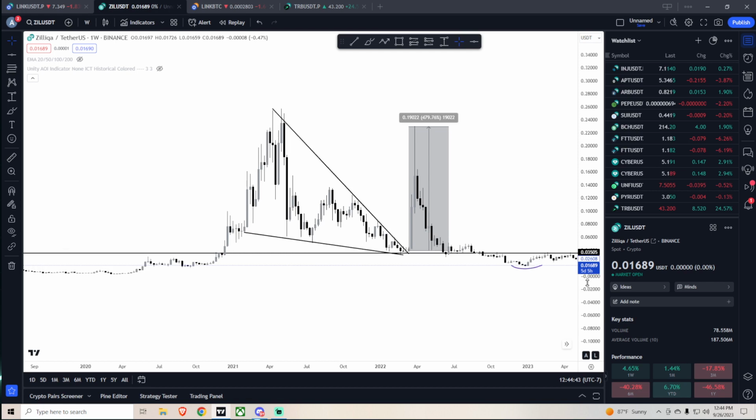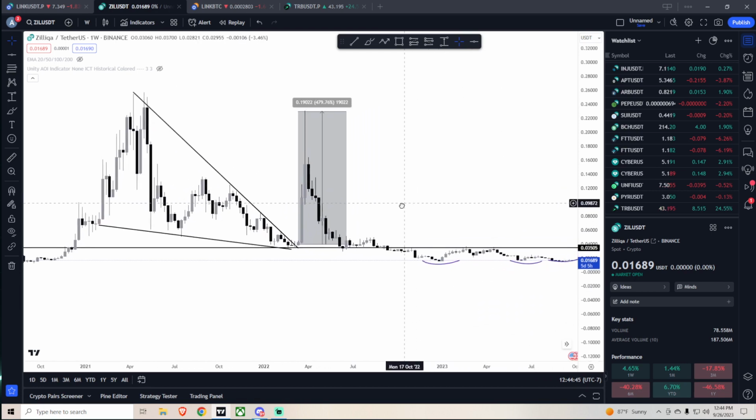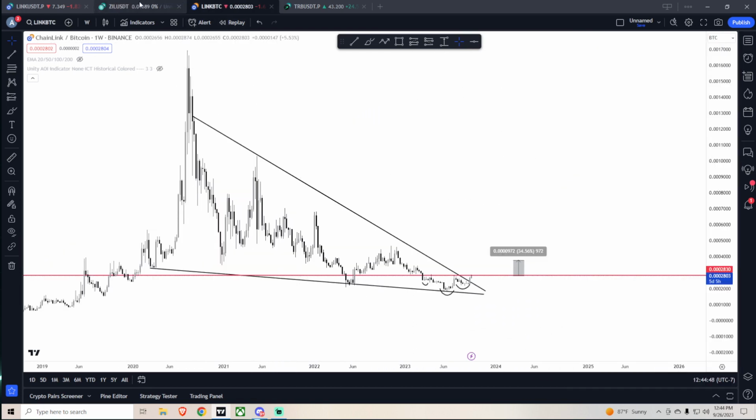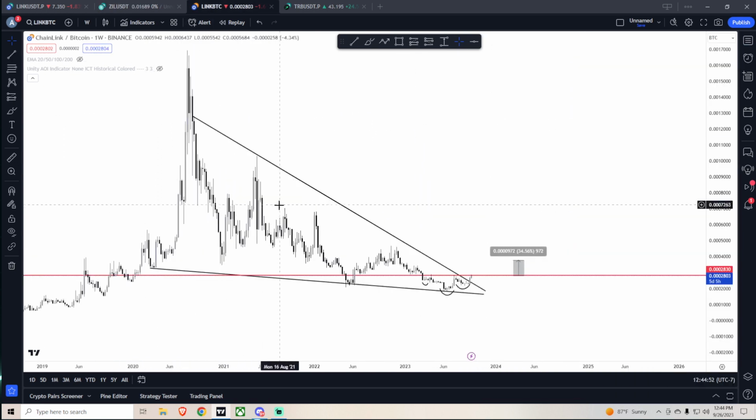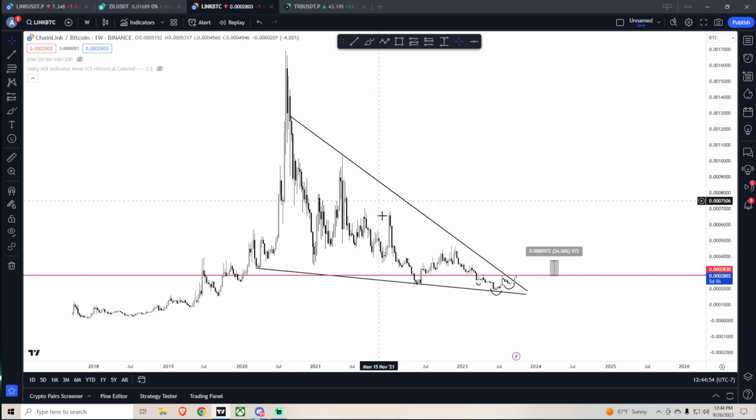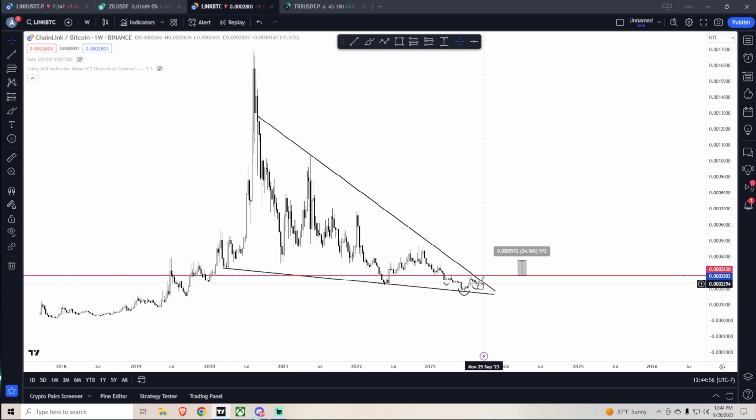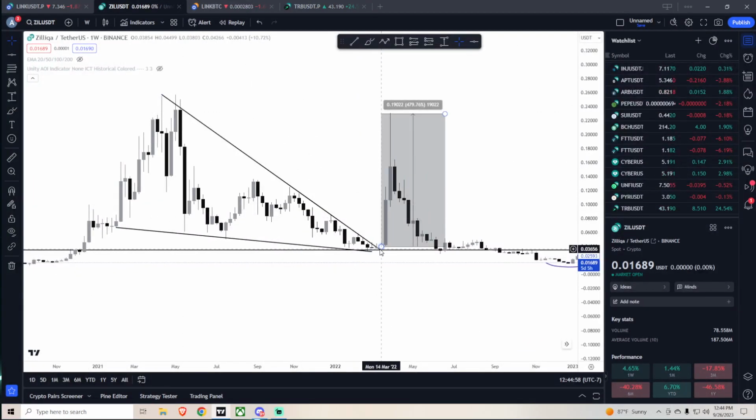Before ZIL went for a major run, it was slowly creeping up. Creeping up. Then you have downtrend, breakout, breakout, and then swift move.